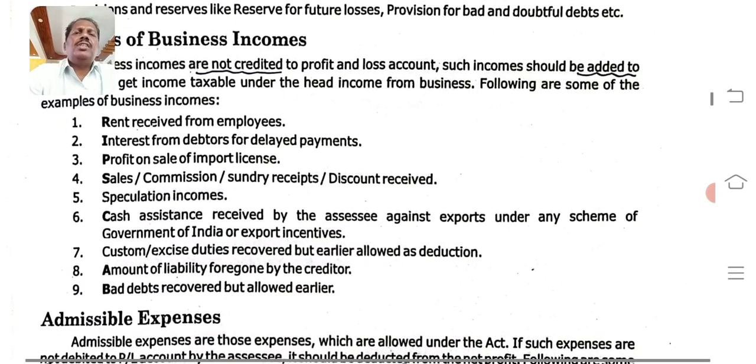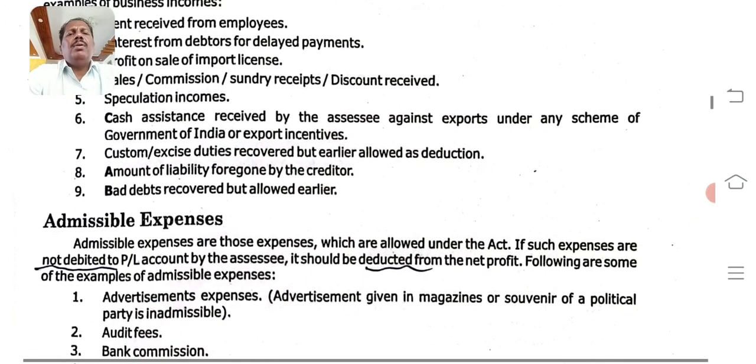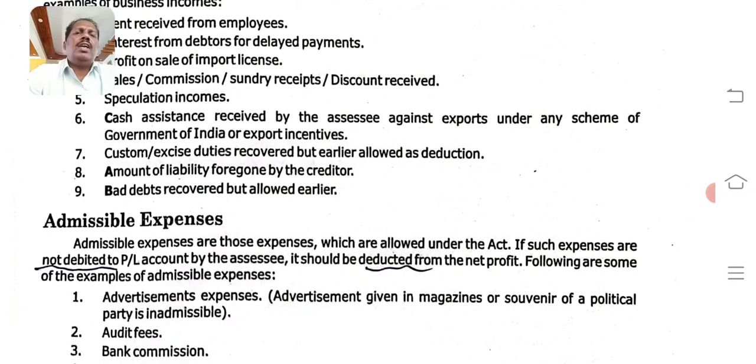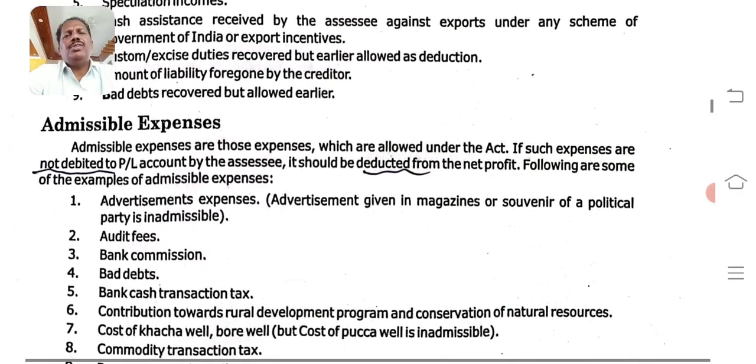Following are some of the examples of business income. The first one is rent received from employees, interest from debtors for delayed payments, profit on sale of import license, sales commission, sundry receipts, discount received, even speculation incomes also. Cash assistance received by the assessee against exports under any scheme of Government of India or export incentives, customs and excise duty recovered but earlier allowed as deduction, amount of liability foregone by the creditor, even bad debts recovered but allowed earlier. These are the business income.